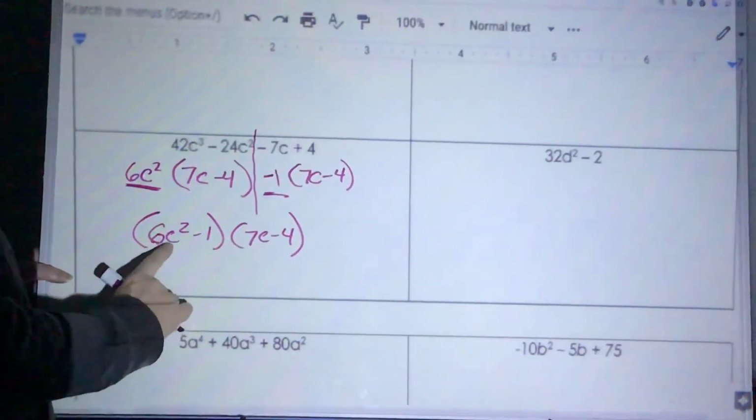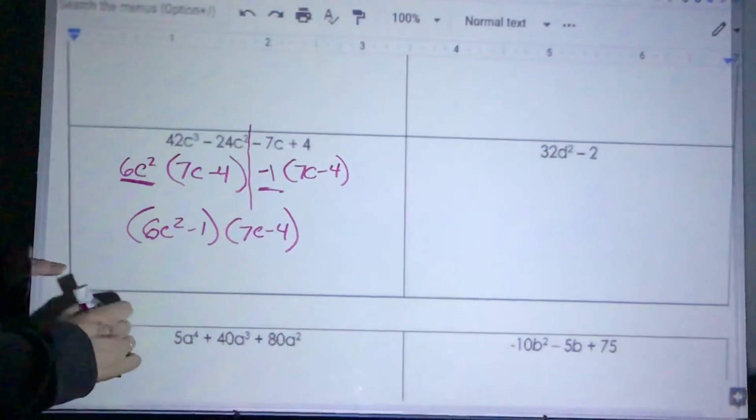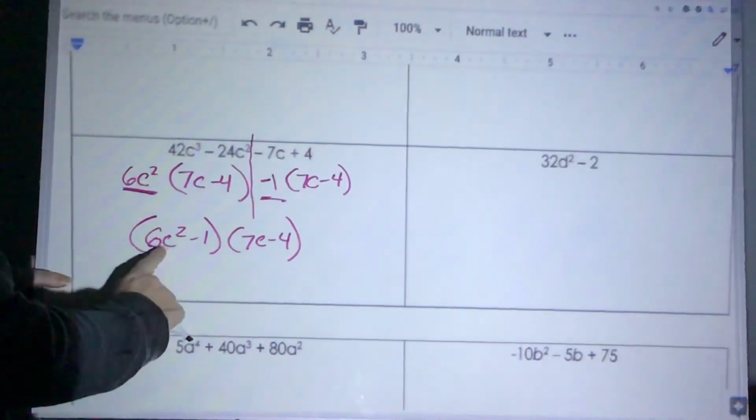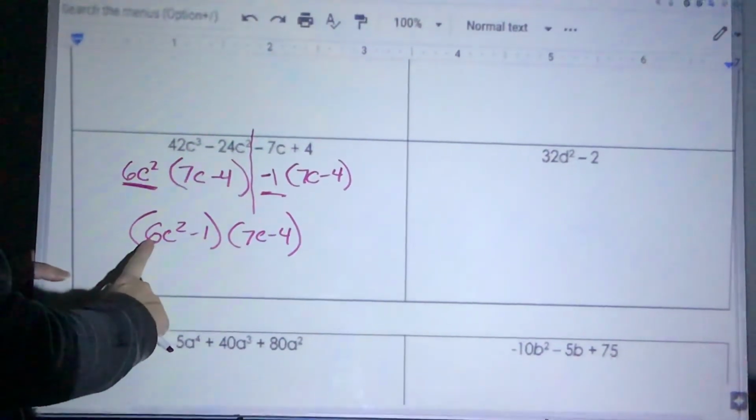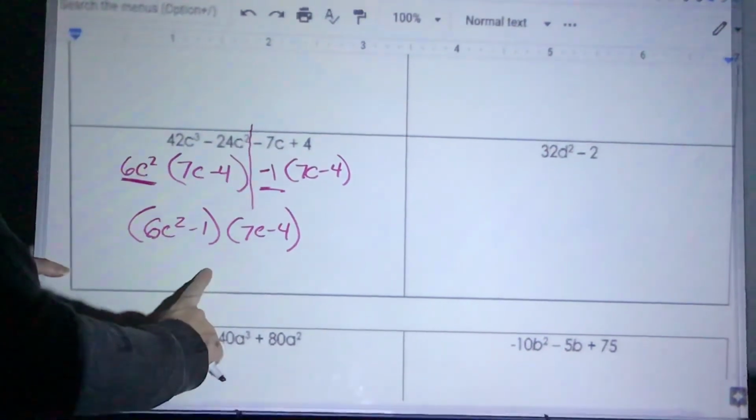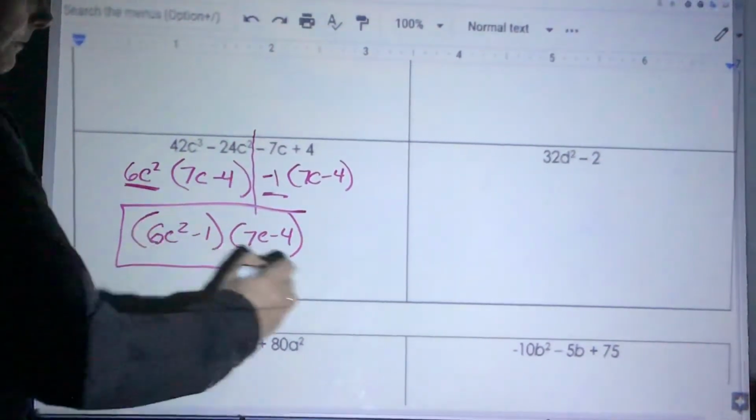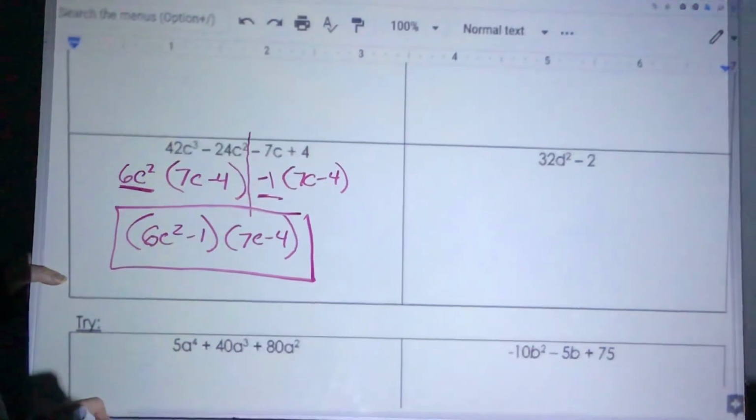Now I always want to look, if I have two terms, I want to make sure I don't have a difference of 2 squares. And this is square, but 6 is not a square number, so I don't have a difference of 2 squares. So this is my final factored form for this one.